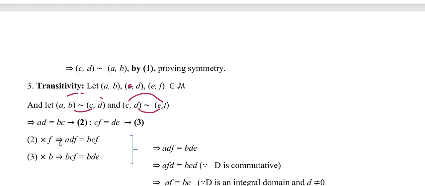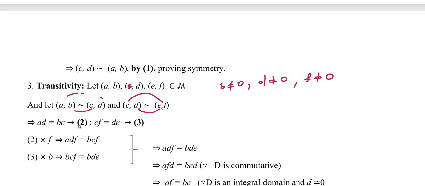Now multiplying 2 by f. Remember, whatever we have in the second place, they are all non-zero because they have been taken from script M. By the description of script M, your b should be non-zero, your d should be non-zero, and f also non-zero.